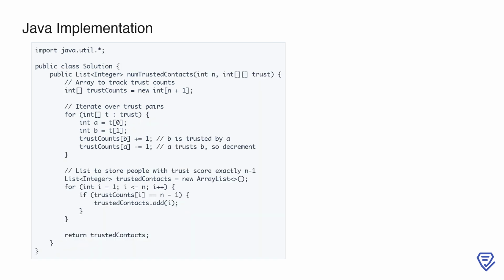This is the Java implementation of the LeetCode problem, following the same logic as the provided Python solution. The core logic iterates through the trust relationships, updating a trust count array. In Java, we use arrays and ArrayList for the implementation. Key differences include type declarations and the use of Java's enhanced for loop for iterating over the trust array. The result is returned as a list of integers representing the trusted contacts.